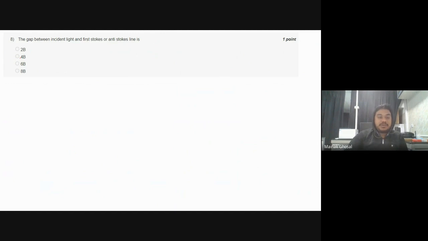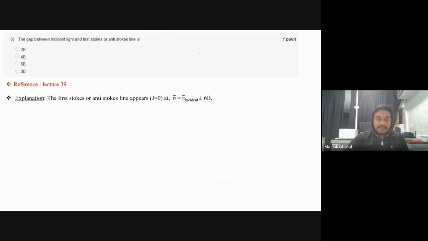Okay. So I'm moving to the next question, which is: what should be the gap between the incident light and the first Stokes or anti-Stokes line? You have to find that. You can find this answer also in lecture number 39.